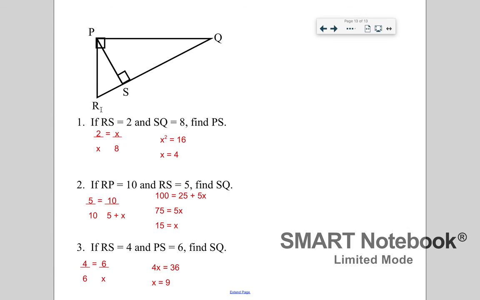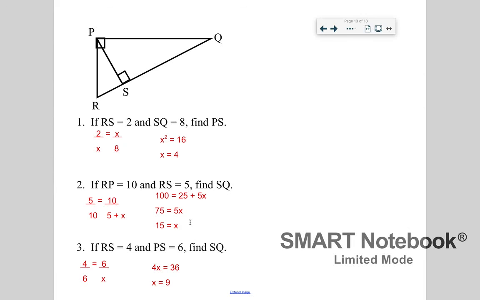In the next one, I was given RP. Now, see how I looked at that one and went, okay, that means that I was given this. This is the geometric mean. That's why 10's written twice between the part, 5, and the whole. So I call that 5 plus X. X is SQ. And then I solved.